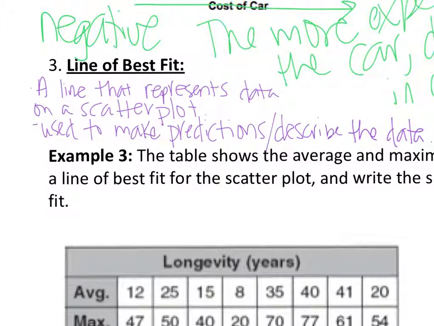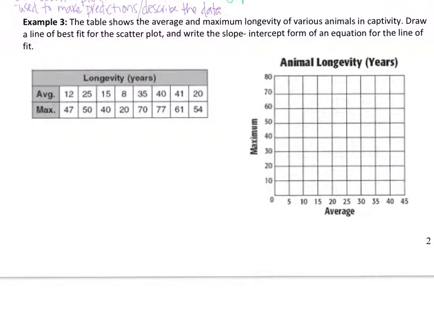The final definition we're going to look at is the line of best fit, and this is a line that represents data on a scatter plot. It's used to make predictions or describe the data, and this is something that is used in science a lot. It's used in business. It's used all over the place. So example 3, we are going to plot the points, and then we're going to find the line of best fit, and then we're going to find out what is the equation for that line.